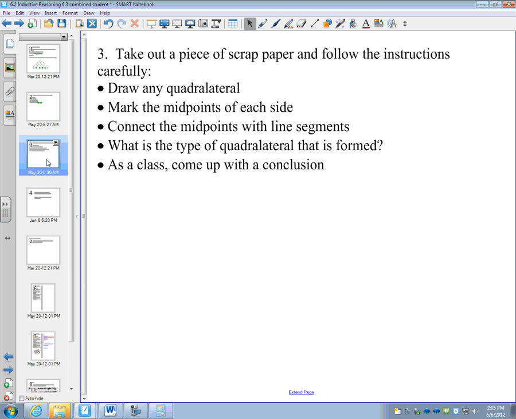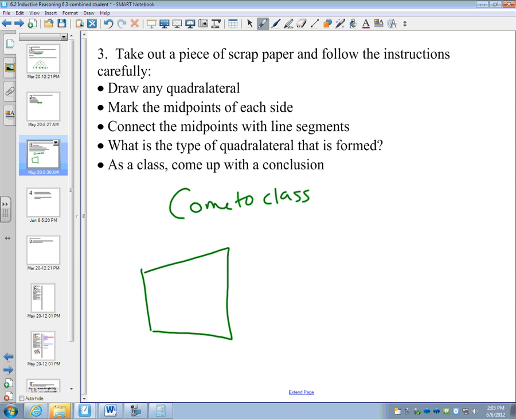And this is something I want you to do. Come to class with this, and we'll discuss. What you need to do is draw any quadrilateral, so something with 4 sides. Then I want you to mark its midpoints. I actually want you to get out a ruler, get its midpoints, and tell me what type of shape it is. What type of quadrilateral. And as a class, we'll come up with a conclusion.